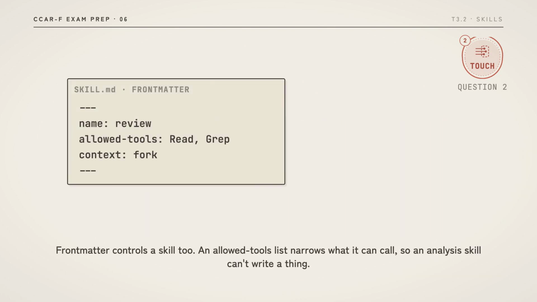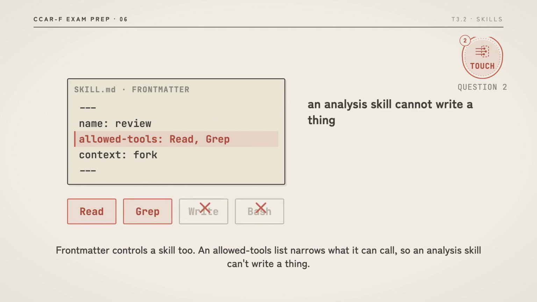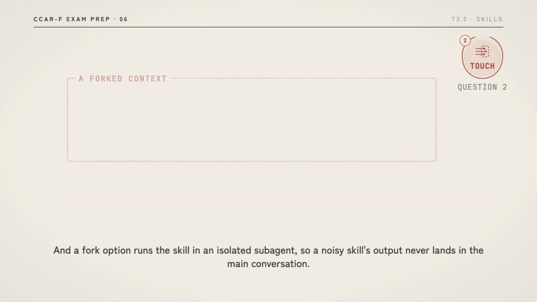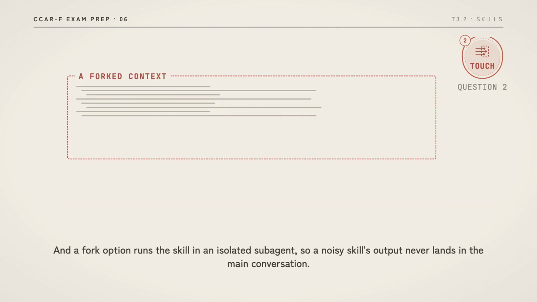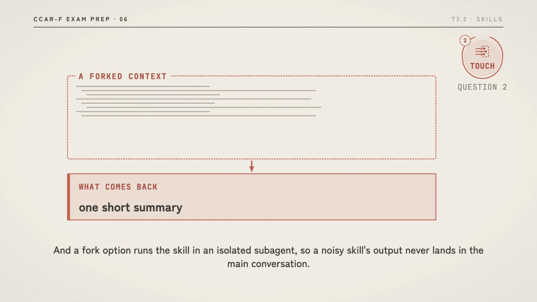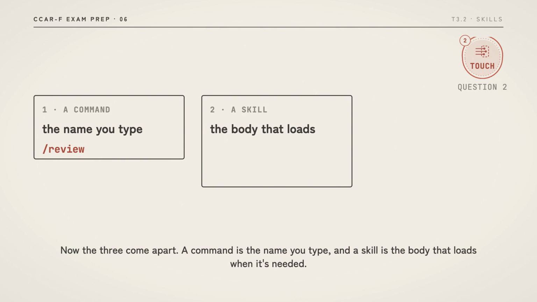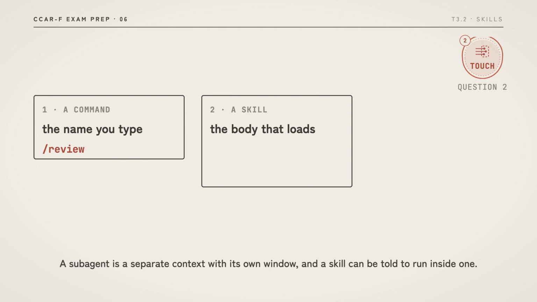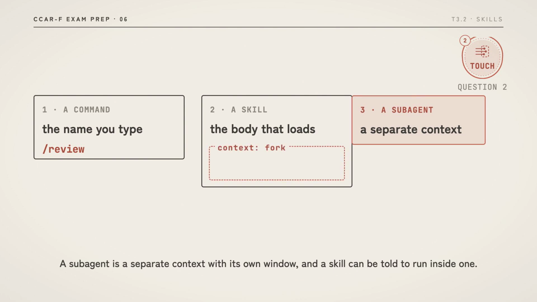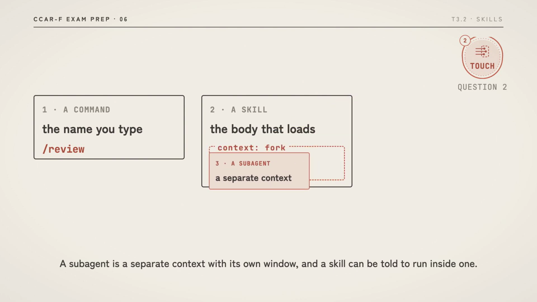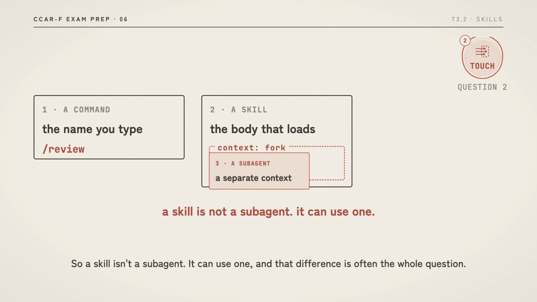Frontmatter controls a skill too. An allowed tools list narrows what it can call, so an analysis skill can't write a thing. And a fork option runs the skill in an isolated subagent, so a noisy skill's output never lands in the main conversation. Now the three come apart. A command is the name you type, and a skill is the body that loads when it's needed. A subagent is a separate context with its own window, and a skill can be told to run inside one. So a skill isn't a subagent, it can use one, and that difference is often the whole question.